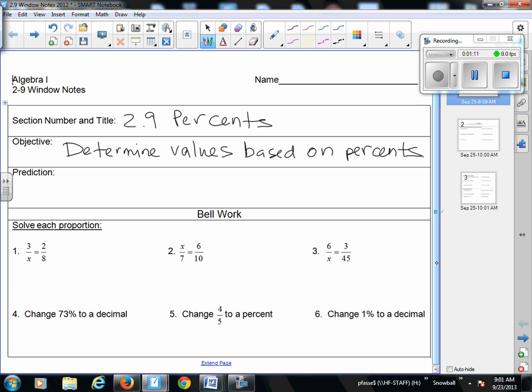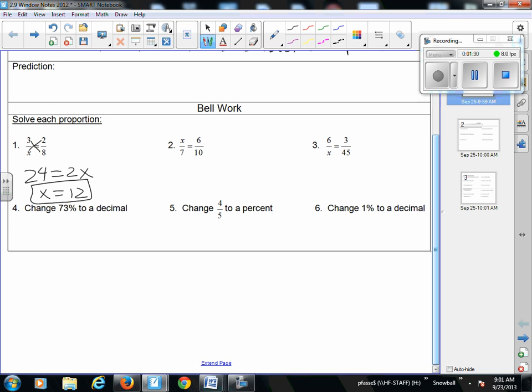Let's go ahead and skip predictions. Hopefully we're solid with these. Cross multiplying, 3 times 8 gives us 24 equals 2x. x equals 12. We divide. Note to the sub, if at any point you need to pause this for the students to catch up, that's certainly fine.